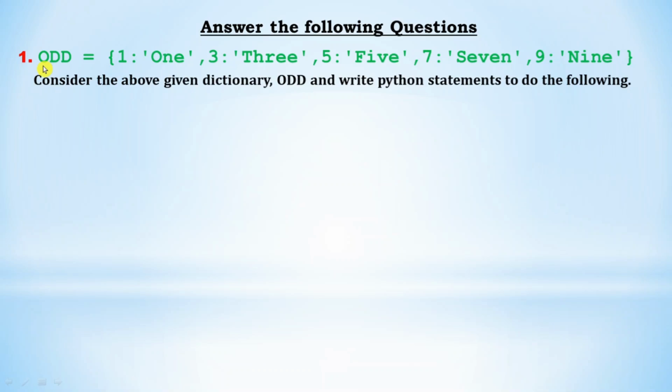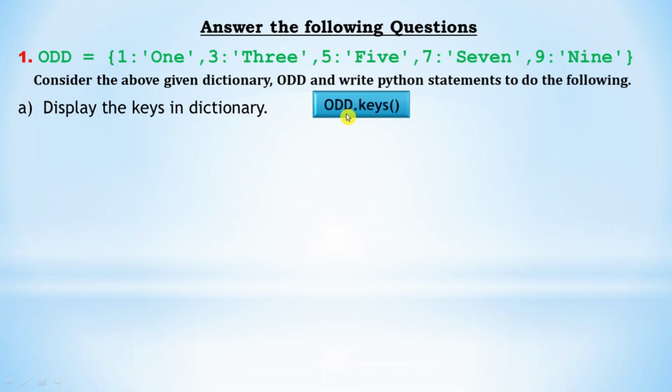We can look at some questions using this dictionary. I have created a dictionary odd, which contains odd numbers less than 10. The key is the number in digits and the value is the number in words: 1 ONE, 3 THREE, 5 FIVE, like that. Consider the above dictionary odd and write Python statements to do the following. The first question is to display the keys in the dictionary. We have to use the keys function, odd.keys.